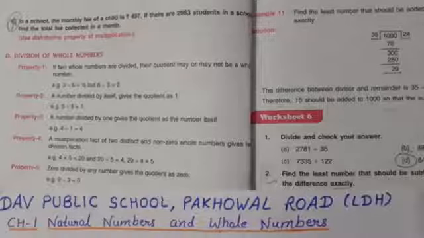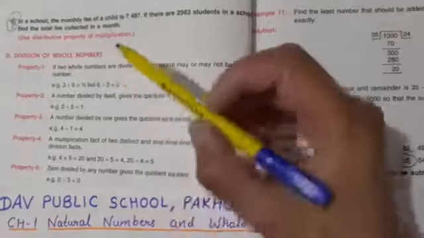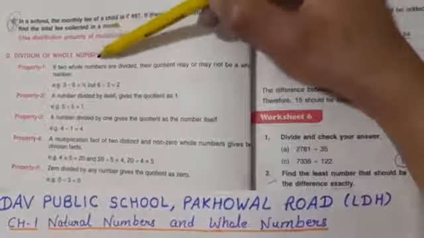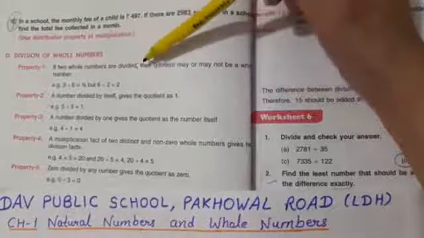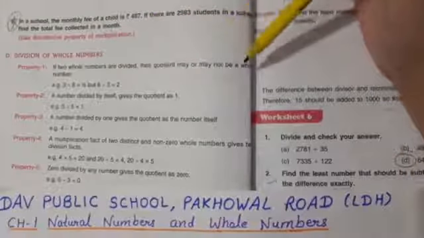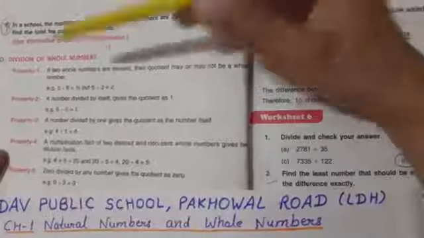We have completed worksheet 5 of chapter 1. Now we move on to the next topic, division of whole numbers. Here are some properties. We will discuss them one by one. Property 1. If two whole numbers are divided, then their quotient may or may not be a whole number.